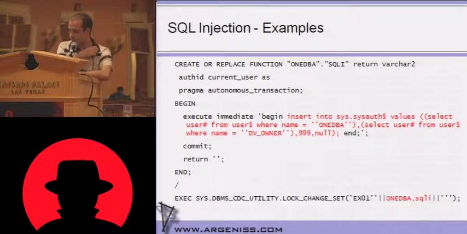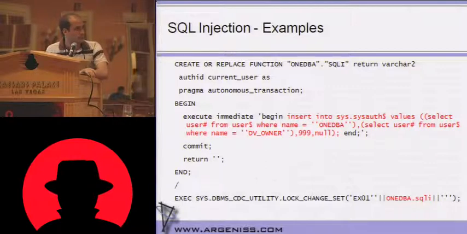Here is another example. This time, we also exploit a SQL injection vulnerability in the sys schema. We are able to insert a row in the sys auth data dictionary table, and by doing that, we grant the DB owner role to any user.